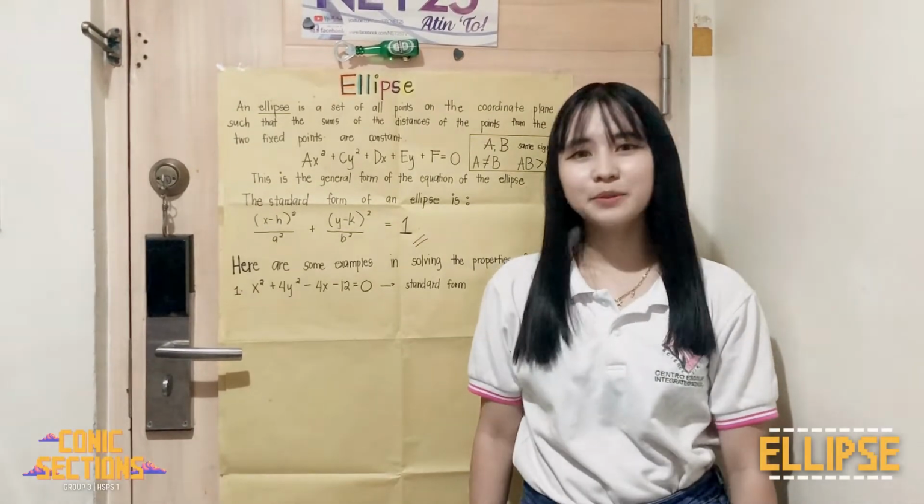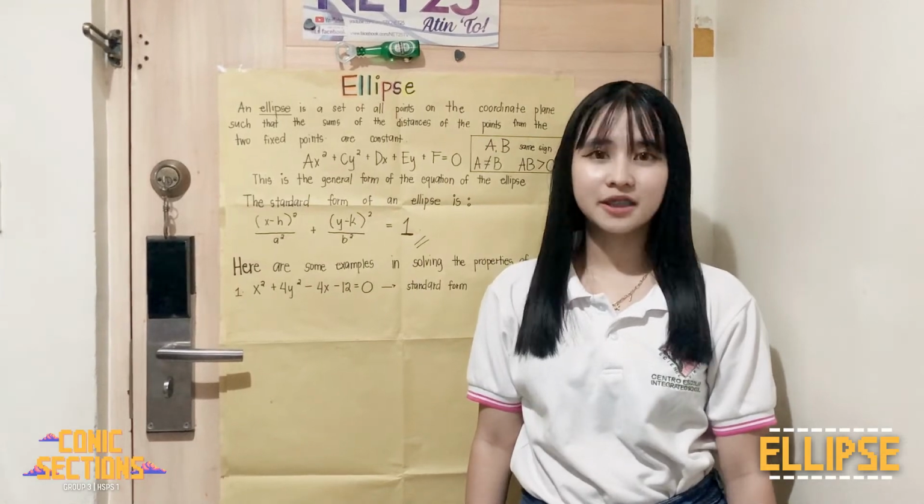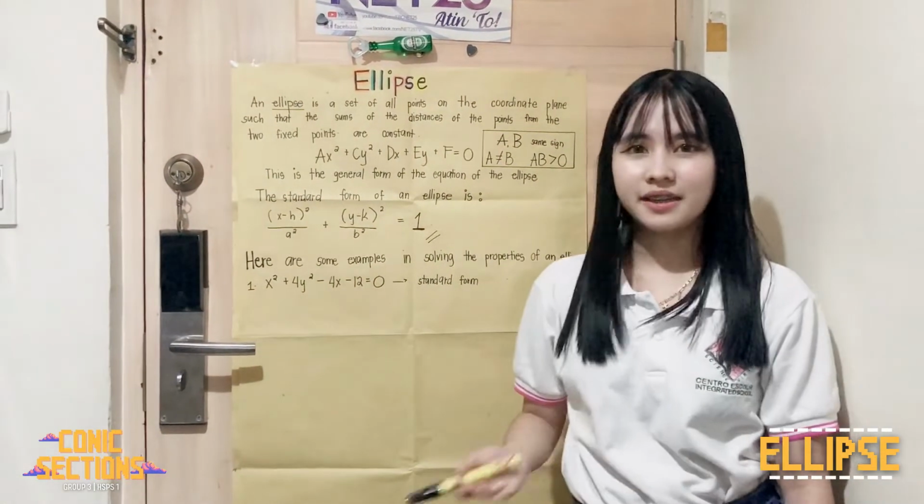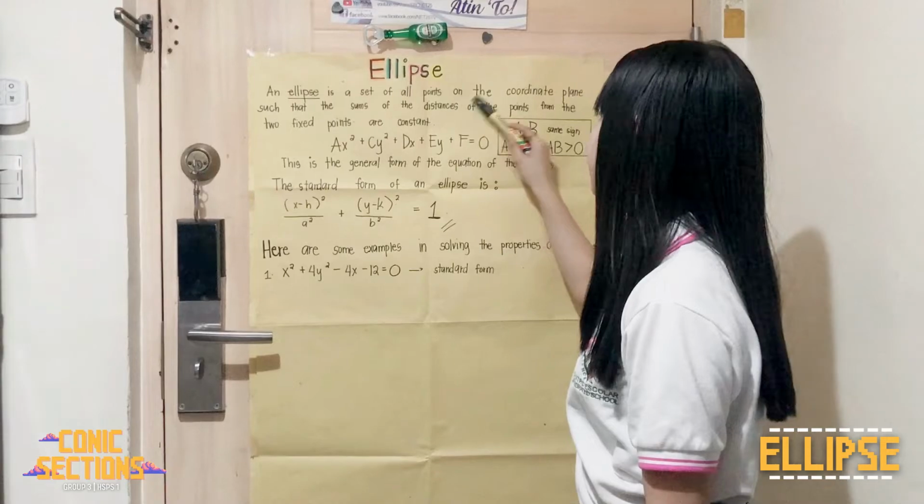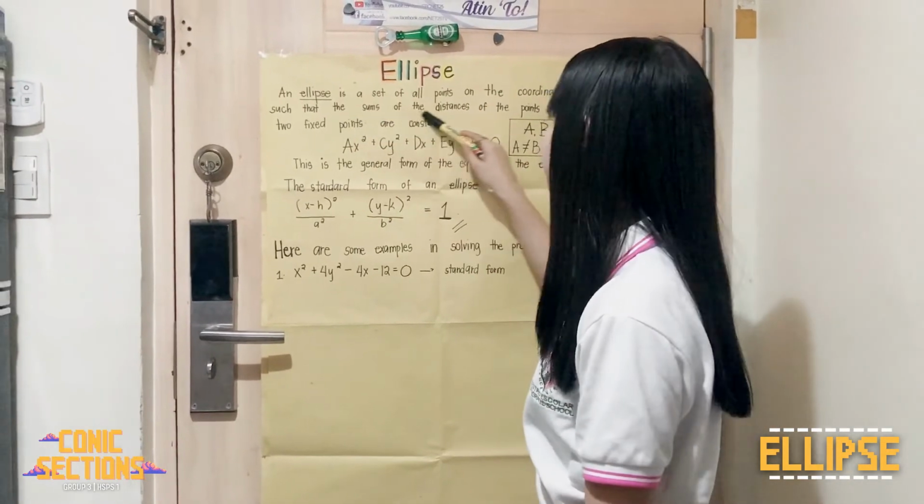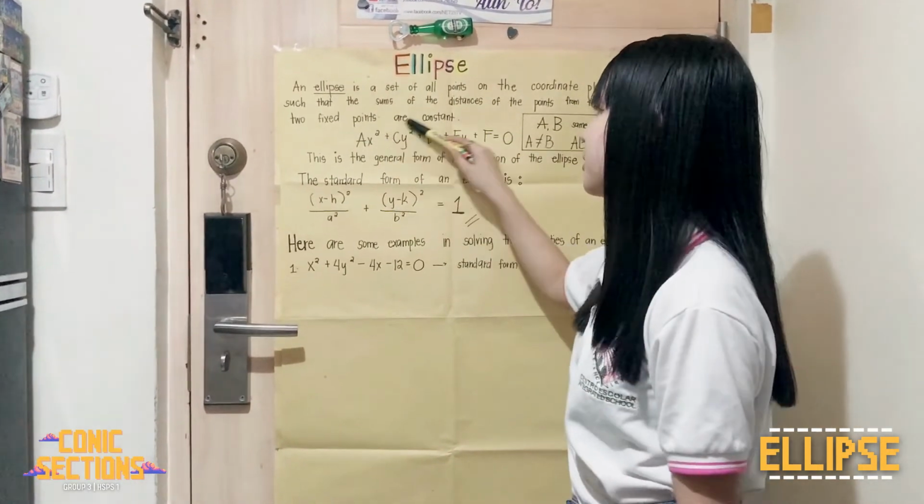Good morning everyone, I'm Mallari and I will be discussing to you the conic section called ellipse. So what is an ellipse? An ellipse is a set of all points on the coordinate plane such that the sums of the distances of the points from the two fixed points are constant.